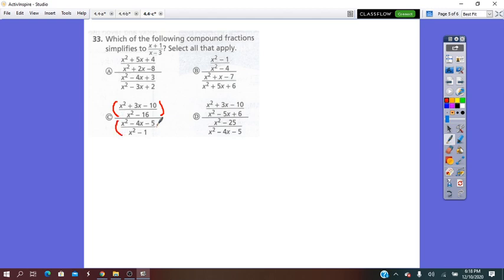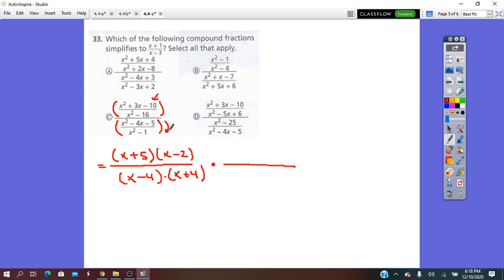Numerator, denominator. Already the numerator is one fraction, so it's in simplest form in numerator and denominator. All we have to do is to factor them. So let's see. What times what is negative 10, and when we add, it's 3? It's 5 and negative 2. So x plus 5 times x minus 2. And that one is x minus 4 times x plus 4. Divide changes into times the reciprocal of the second one. So x squared minus 1 is a difference between perfect squares: x minus 1 times x plus 1. And negative 5 times 1, when we add, negative 4. So x minus 5 times x plus 1.